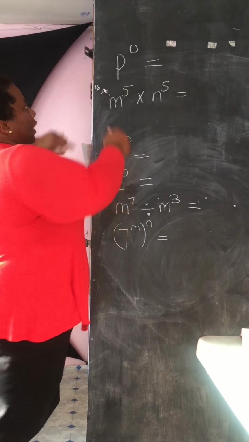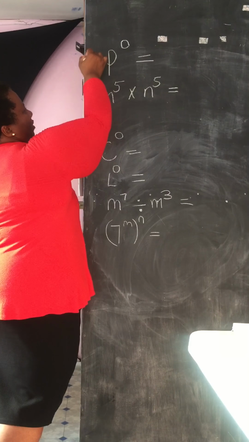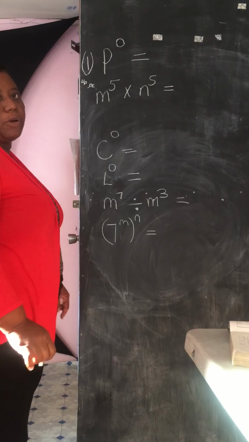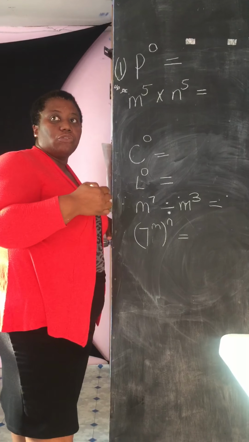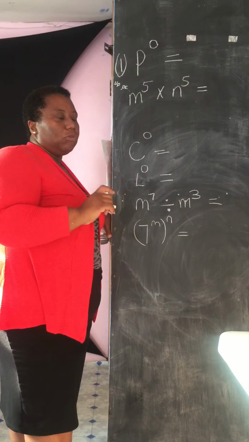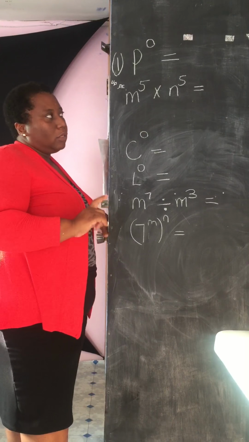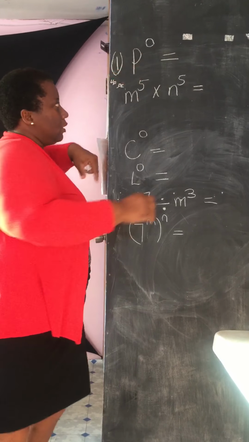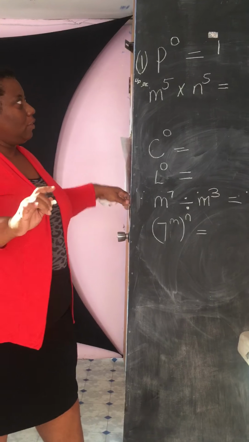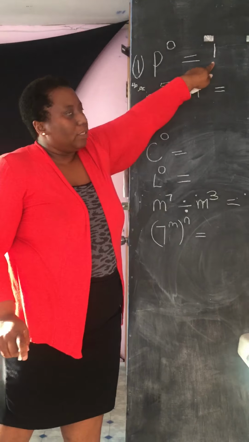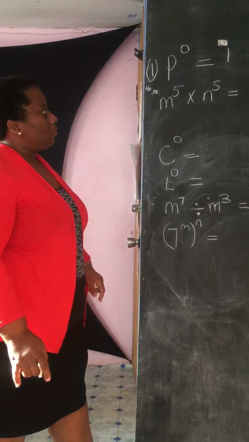And the first question we have is p to the 0 power. Now the first thing you need to know when dealing with this question, you have to know the rules of indices. And the rule of indices says that anything to the power of 0 is the number 1. So that's all you need to know. Anything to the power of 0 is 1. So that's the answer there.